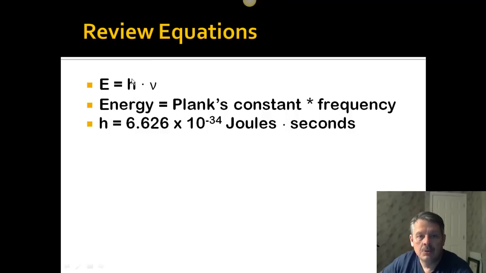Energy is equal to Planck's constant times the frequency. Nu again is the frequency. Planck's constant is given to you as 6.626 times 10 to the minus 34th joule seconds, and energy is going to be in joules. And that means if the energy goes up, the frequency goes up. So these are directly proportional.